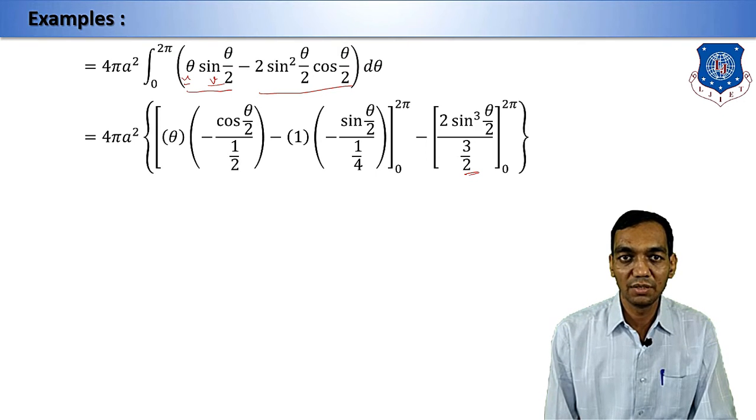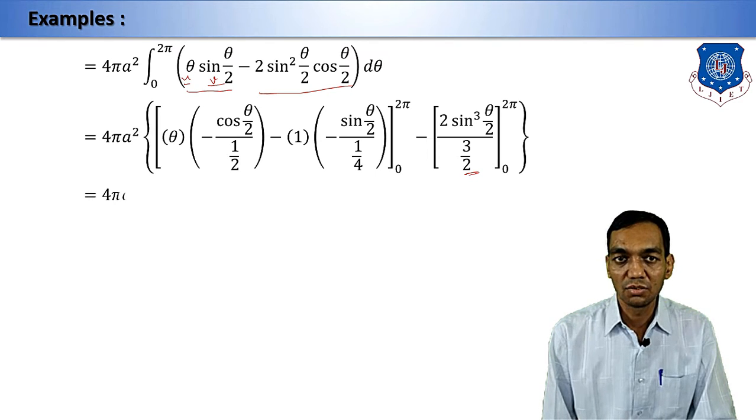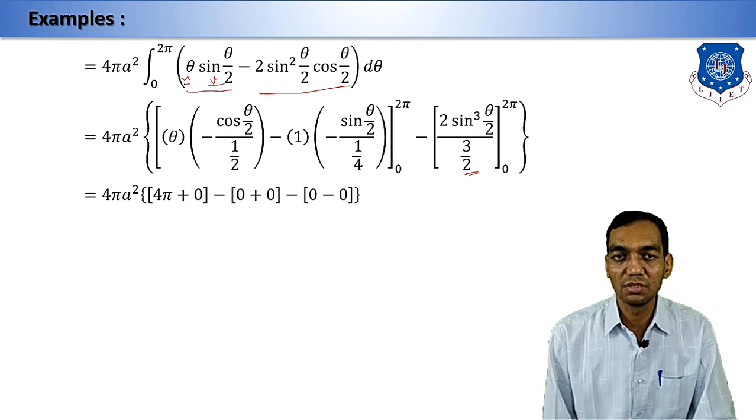Now substitute the limit. If you are going to put 2 pi, then you will have 2 pi into 1 by 2, that will be 4 pi. And here minus cos pi has a value minus 1. So this answer is 4 pi.